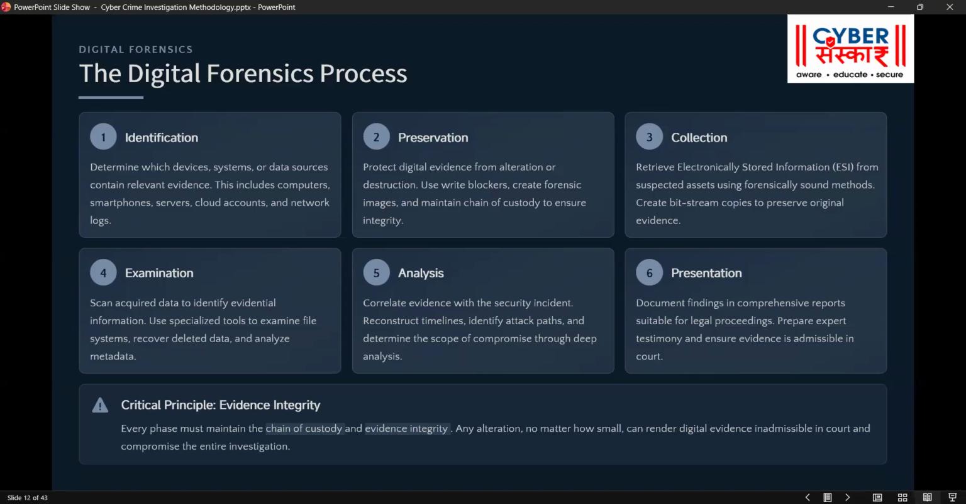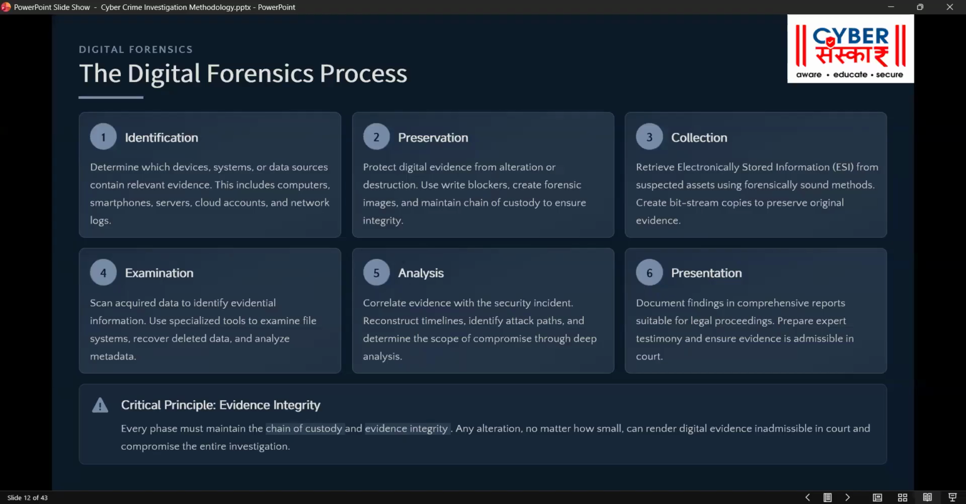So firstly, we have to identify where this problem has originated or where this crime has originated. So it may be your computer, it could be a desktop, it could be anything, smartphone, servers, cloud accounts, and network logs, they may be there.